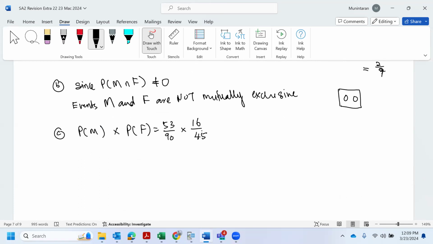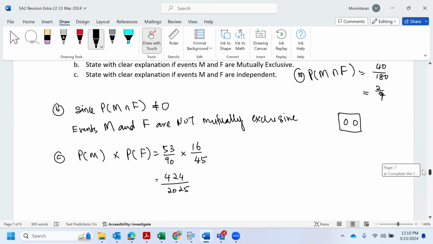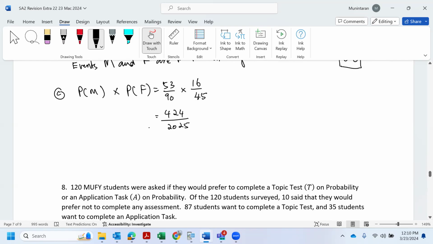I don't think so. That will be the same, right? 53 times 16, divided by 90 times 45. You get 424 over 2025, and that is not equivalent to the intersection, which is 2 over 9.